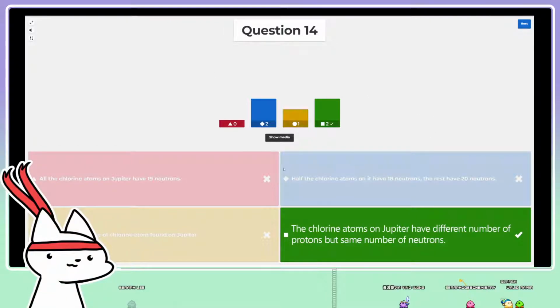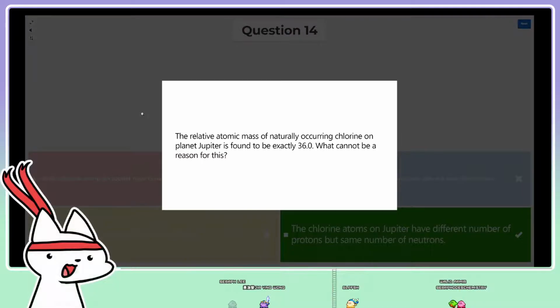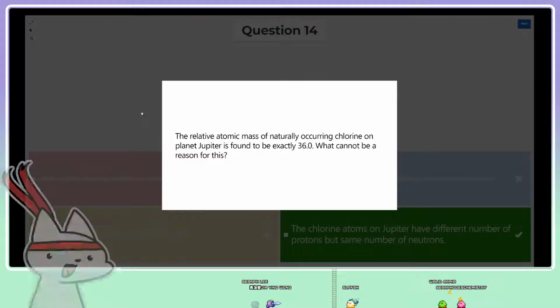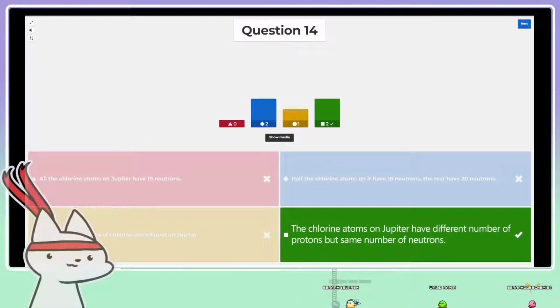Okay, this question is actually testing students' ability to understand what isotopes are as a whole. So if you look at the periodic table, chlorine is 35.5, whereas on planet Jupiter, it's not 35.5, it's 36. So there can be two ways. One, the average turns into 36. That means we can say all the chlorines have 19 neutrons. So you take 19 plus 17, you get 36. That's the first possibility. The second possibility is half of the chlorine has 18 neutrons, yet the rest have 20.